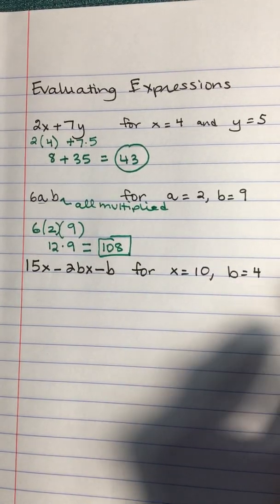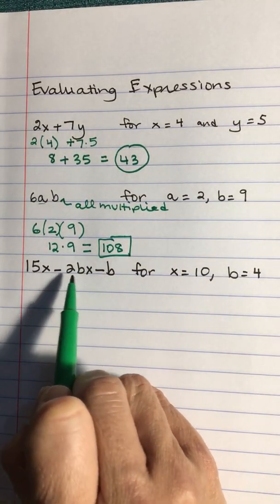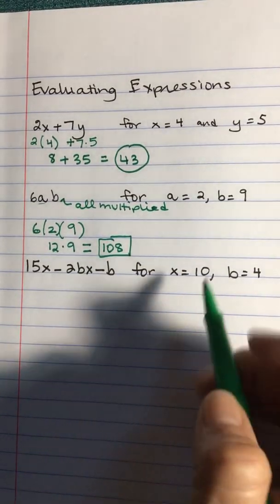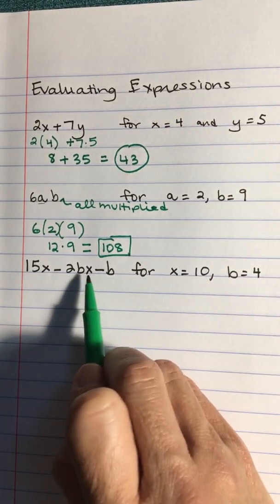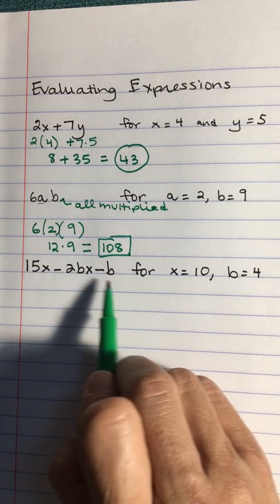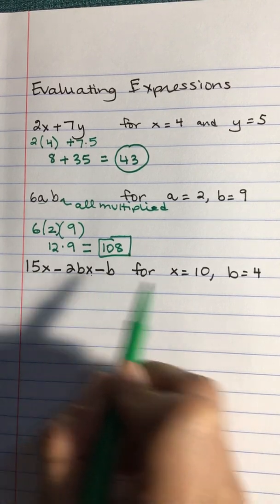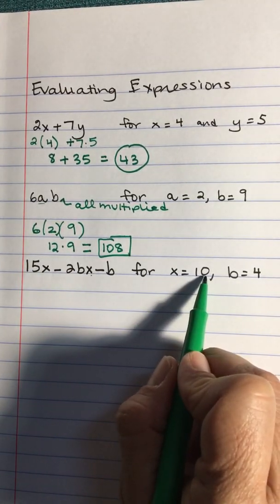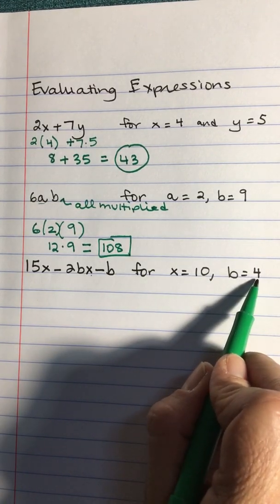Okay, last one. So I tried to shake it up a little bit. So I have 15x minus 2bx minus b. So x is 10 and b is 4. So shaking it up means this middle term has a b and an x, and I've got letters in different places. So here we go. Every place I see an x, it gets replaced with the number 10, and every place I see the b, it gets replaced with the number 4.